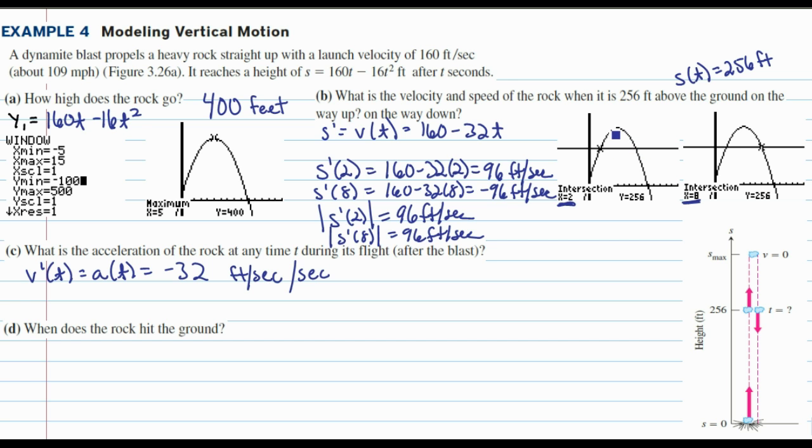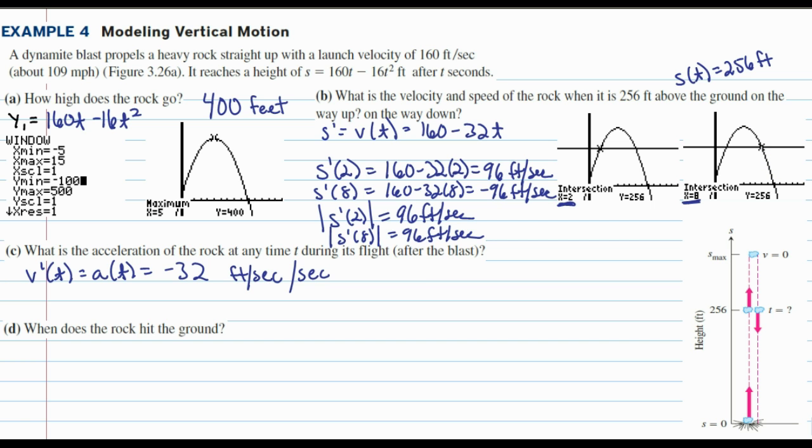Well, actually, we keep slowing down until we hit the top, but then our velocity is still decreasing, so our acceleration is still negative 32 feet per second. At this top here, our velocity is 0, a horizontal tangent. Then as we fall down, now we're at negative 96 feet per second. So we still are losing 32 feet per second every second that goes by.